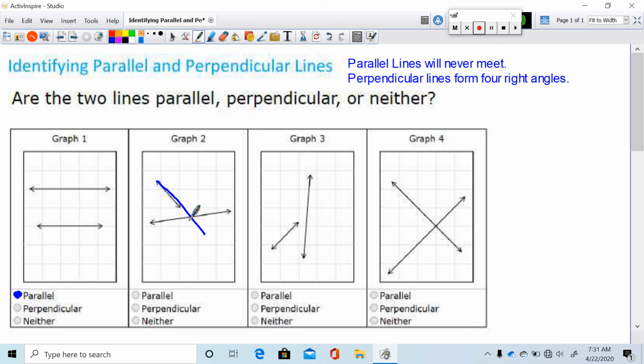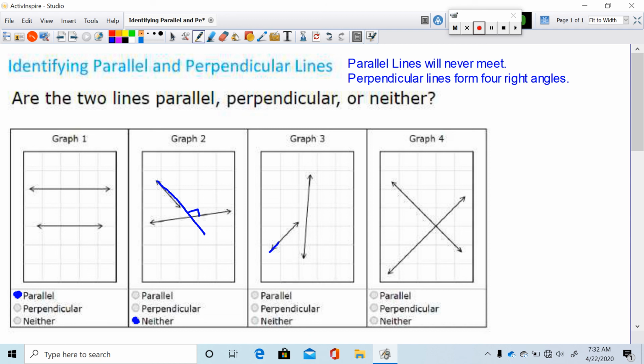And this angle where they meet, that wouldn't be like a wall, okay? That wouldn't stay up. So that's not a right angle there. So it's not parallel or perpendicular.